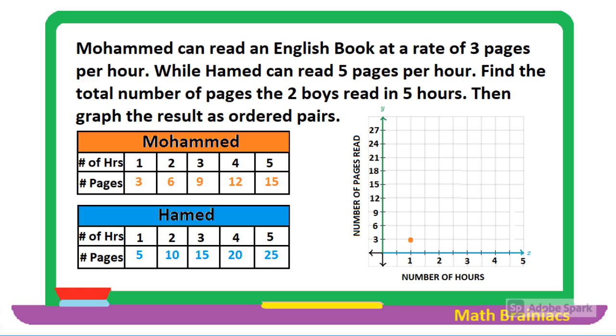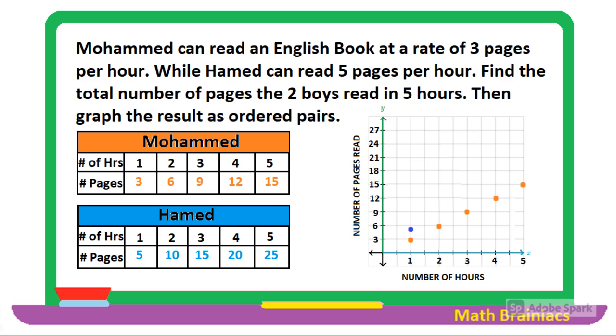Let us now graph the number of pages per hour of Muhammad. For 1 hour, he's going to read 3 pages. For 2 hours, he's going to read 6 pages. Can you follow? If x is 2, y is 6. Hence, if x is 3, y is 9. While if x is 4, y is 12. And if x is 5, y is 15.